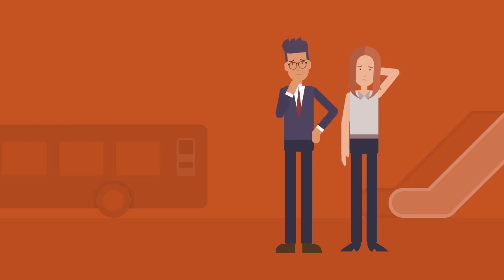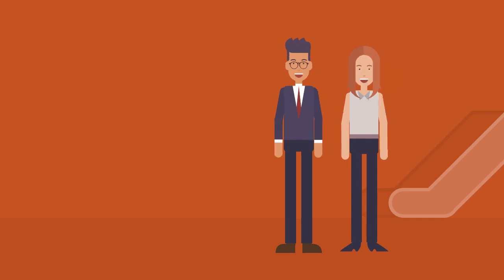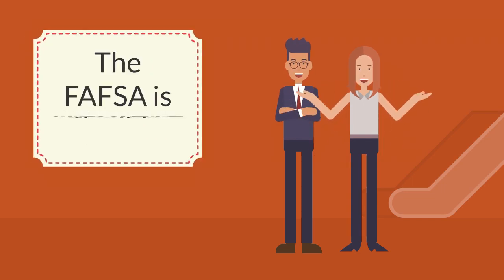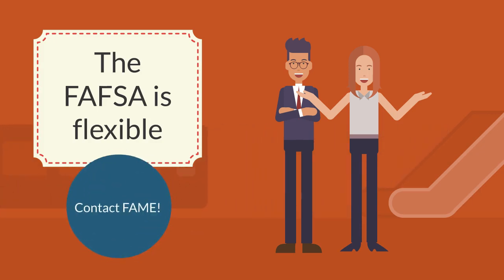If your relationship status with your parents is, it's complicated, and you're worried about how you can complete the FAFSA, don't worry. The FAFSA is actually pretty flexible and can accommodate a lot of different situations. It can also be adjusted if your family has had some recent changes in income or unusual expenses. If you need help with the FAFSA, contact FAME. We'll help you figure out how to file the FAFSA for your situation.